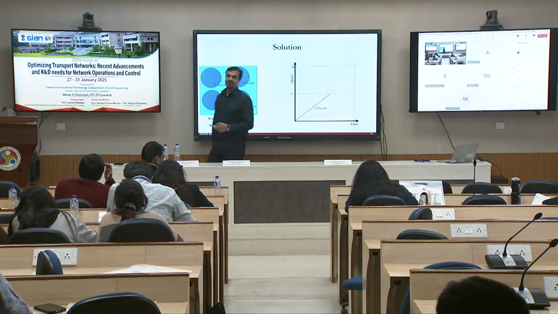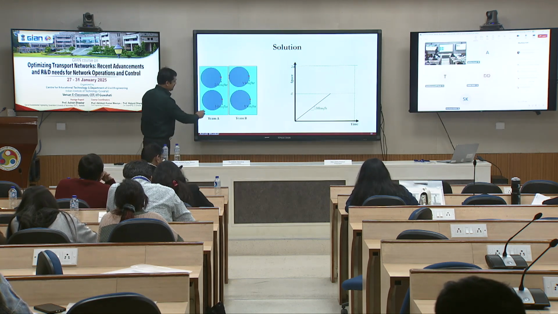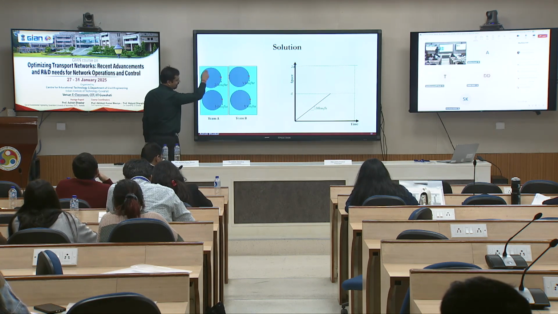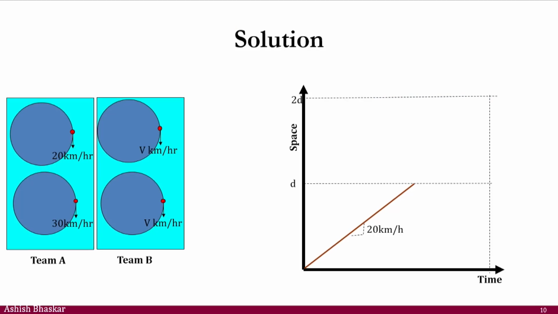Just to give you a hint, there is a team A and a team B, and they run. The first one is running at 20, and when it reaches the end, the second guy runs at 30. Here both of them run at speed V. What should be the speed V so that both teams finish at the same time?